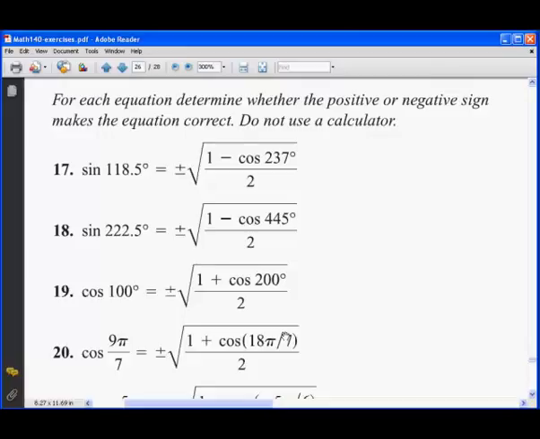So since it's quite important to determine the sign when we try to use the half angle identity, now let's see some examples about how to determine the sign when we try to use the half angle identity. And let's look at page 543, problem 18. So this one, let me copy this problem on the whiteboard.